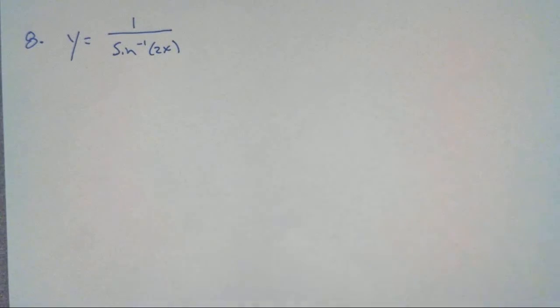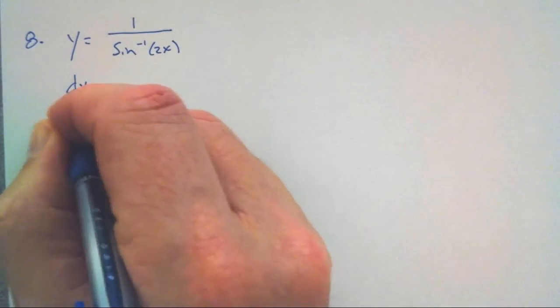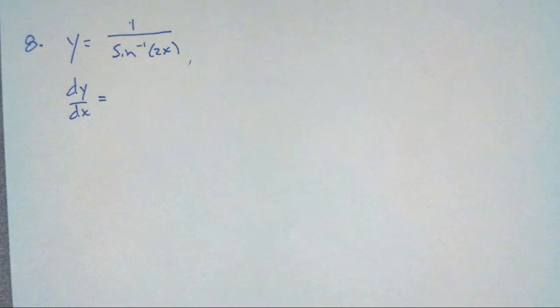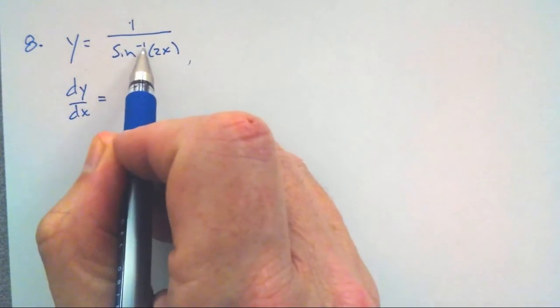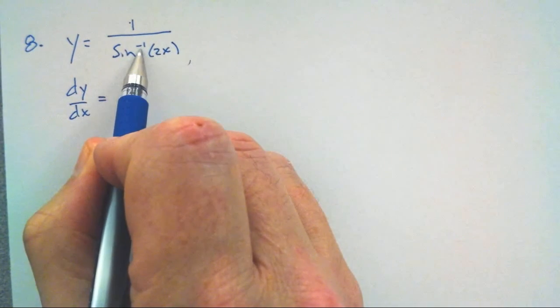Okay, number 8. Last in this section, dy dx is, I could make this to the negative first and do a chain rule, or I could quotient rule this. I'm actually going to quotient rule it. No real big deal here. If you want to make this sine to the negative first, or sine inverse, I should say, 2x to the negative first.